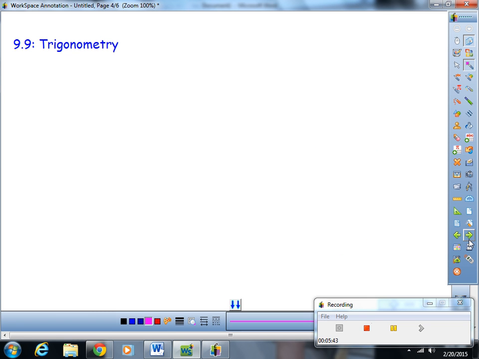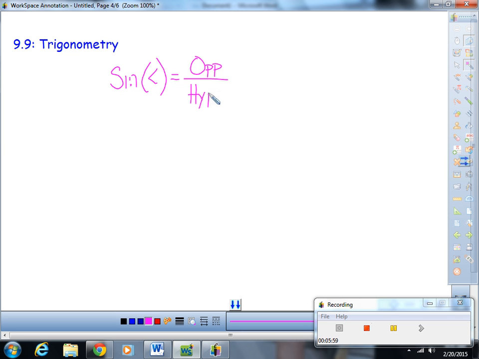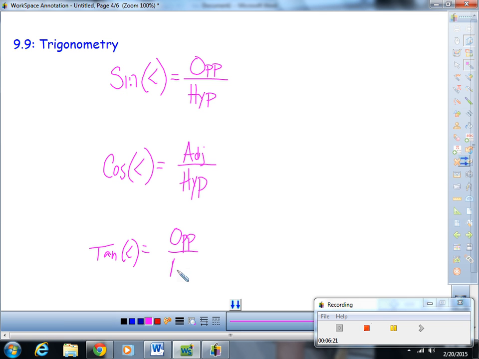All right, so 9-9, we're going back to SOHCAHTOA here. SOHCAHTOA, what's it mean? The sine of an angle is the ratio between the opposite side and the hypotenuse side. The cosine of an angle is the ratio, it's a fraction, made between the adjacent side and the hypotenuse side. And then the tangent of an angle is equal to the ratio between the opposite side and the adjacent side. Okay?